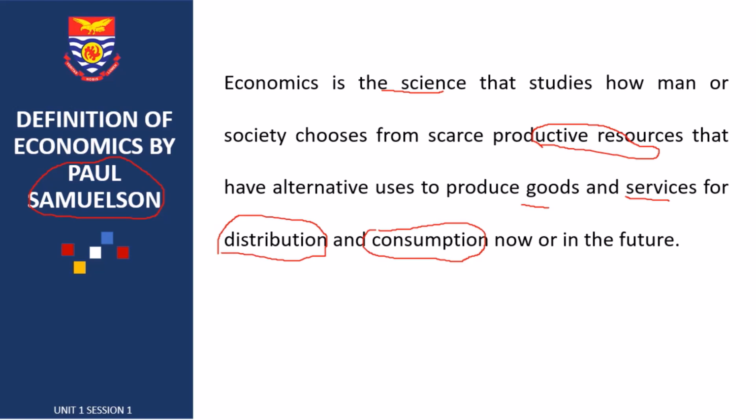And the limited resources have alternative uses in an attempt to satisfy what? Unlimited human wants. So let me take it again. A brief definition is that economics is the science that studies how society uses limited resources which have alternative uses in an attempt to satisfy unlimited human wants. So now let's look at how, or why, economics is a science.